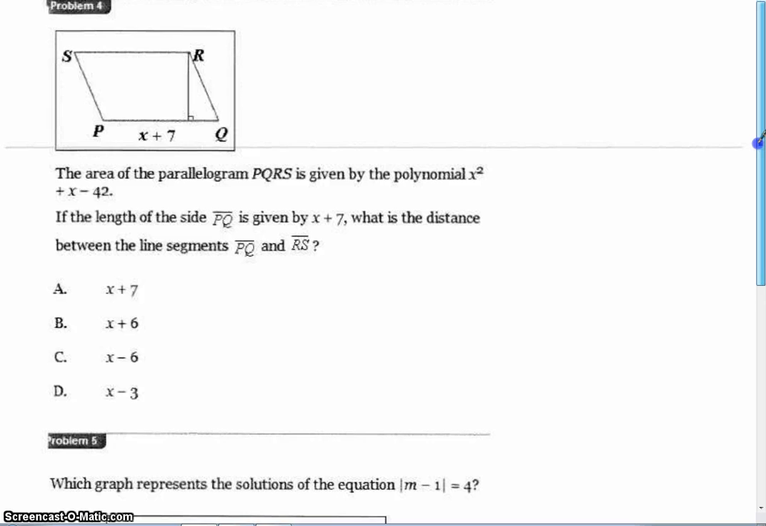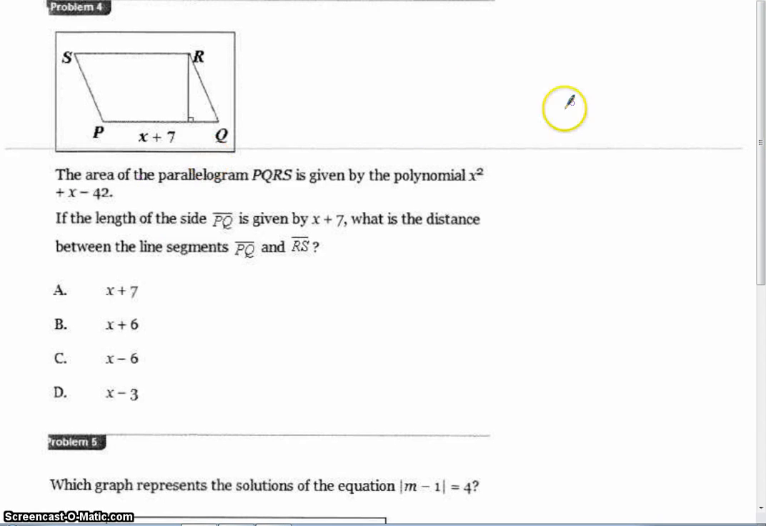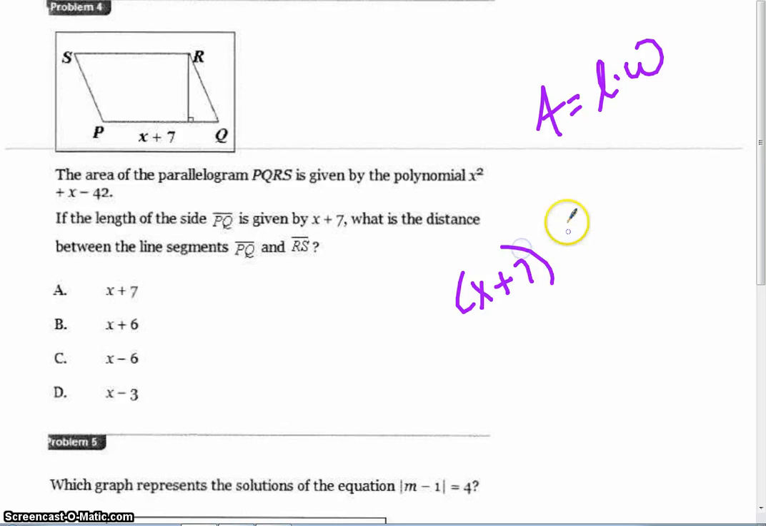Number 4, they give you a parallelogram. They give you the area. Remember, the area is equal to length times width. So we know that x plus 7 is one of the sides. We don't know the other sides, and it has to equal the area. X squared plus x minus 42.